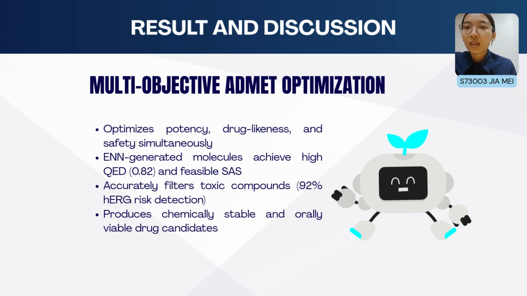For safety, the system filters high-risk compounds with 92% accuracy in hERG risk detection. By penalizing toxicants, we produce chemically stable and orally viable drug candidates. Ultimately, this holistic optimization directly lowers attrition rates in late-stage drug development, tackling the industry's central economic bottleneck.